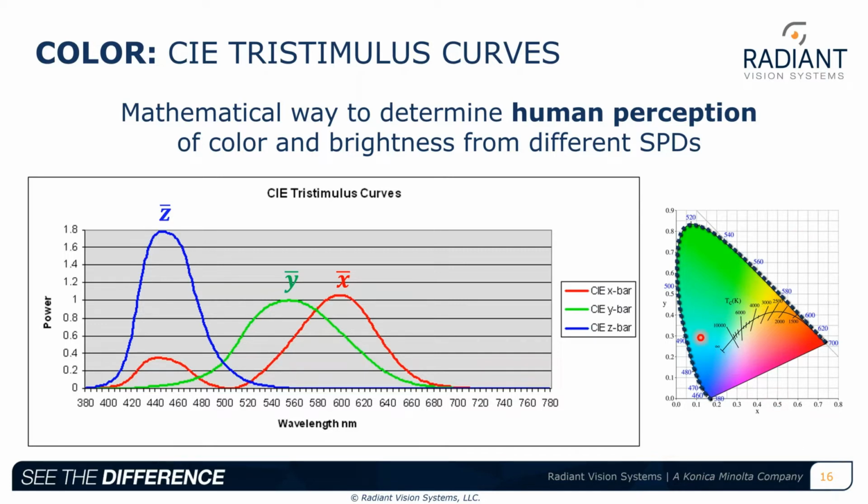Over on the right here is the CIE color chart, so this is what we're going to be working towards. First we need to discuss, how did we even get these curves?